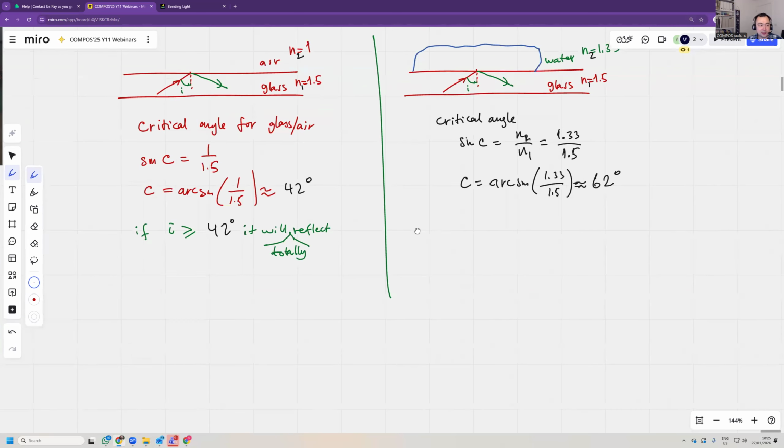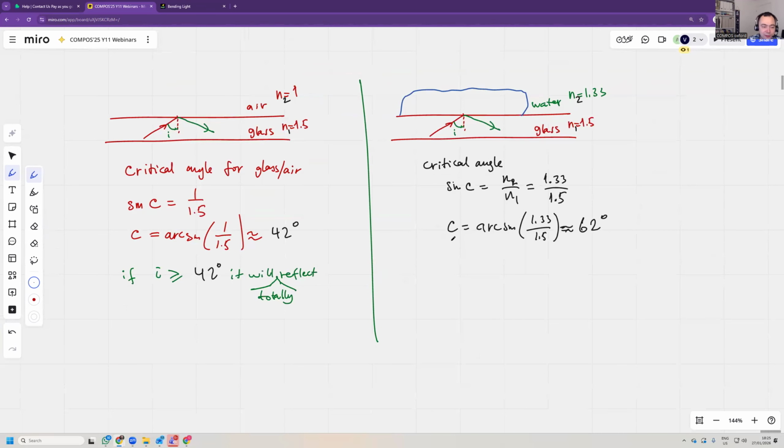And you can see that, well, if I is less than 62, then light will refract into the water.